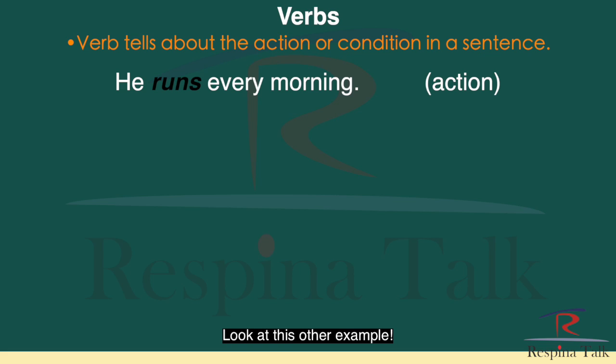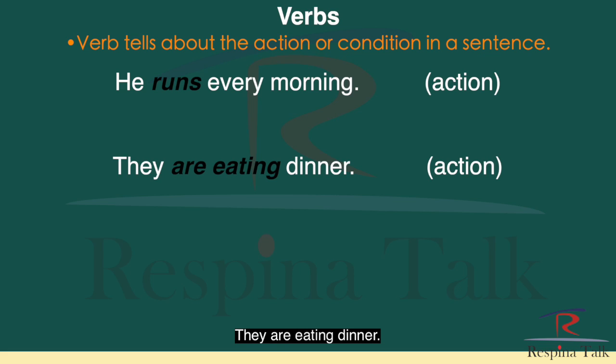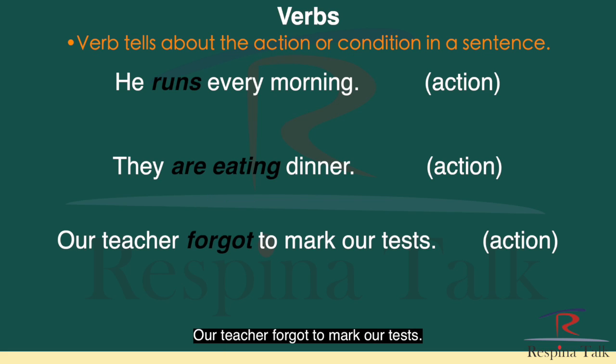Look at this other example. They are eating dinner. Here, the verb is are eating. Again, because it is showing an action. Look at this other example. Our teacher forgot to mark our tests. Here, forgot is the verb because it is showing an action again.